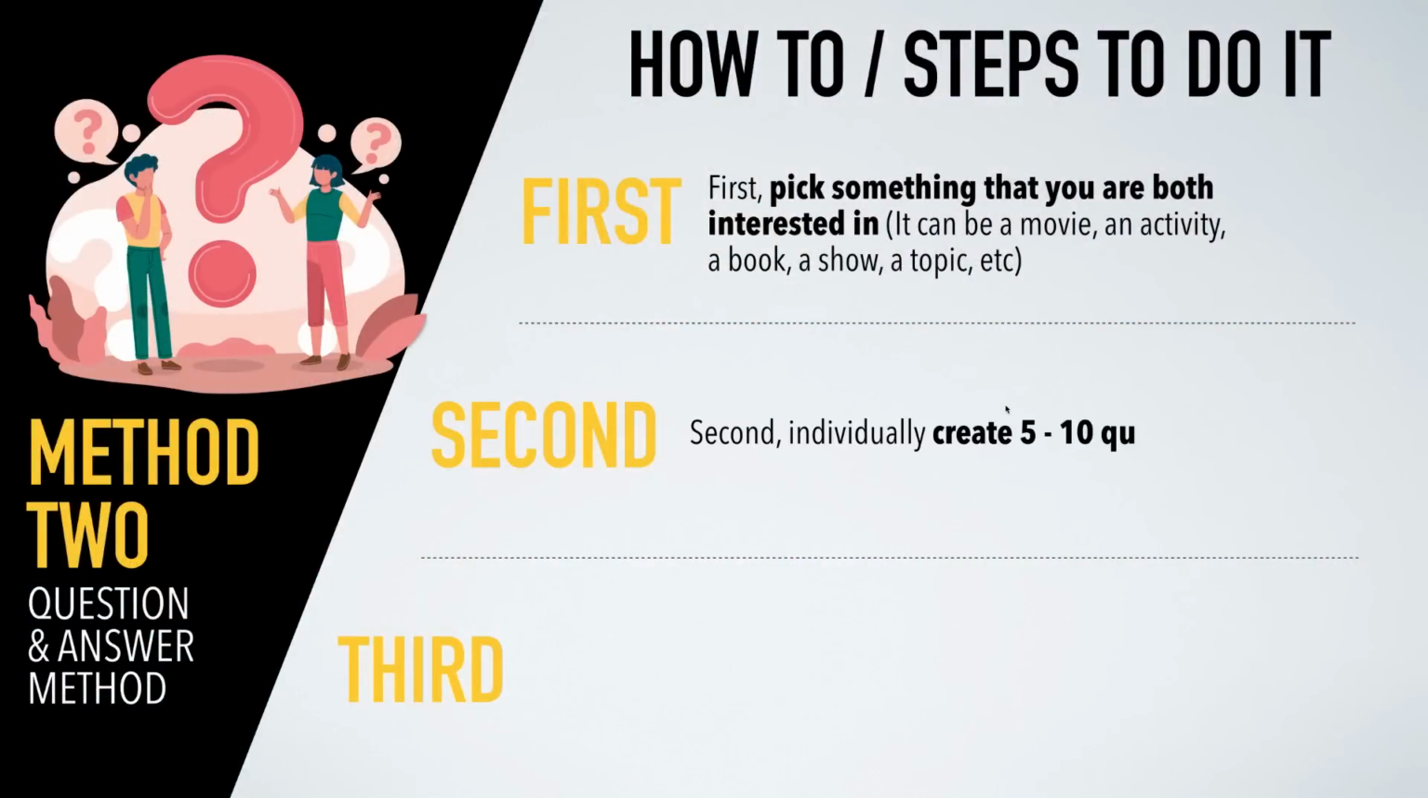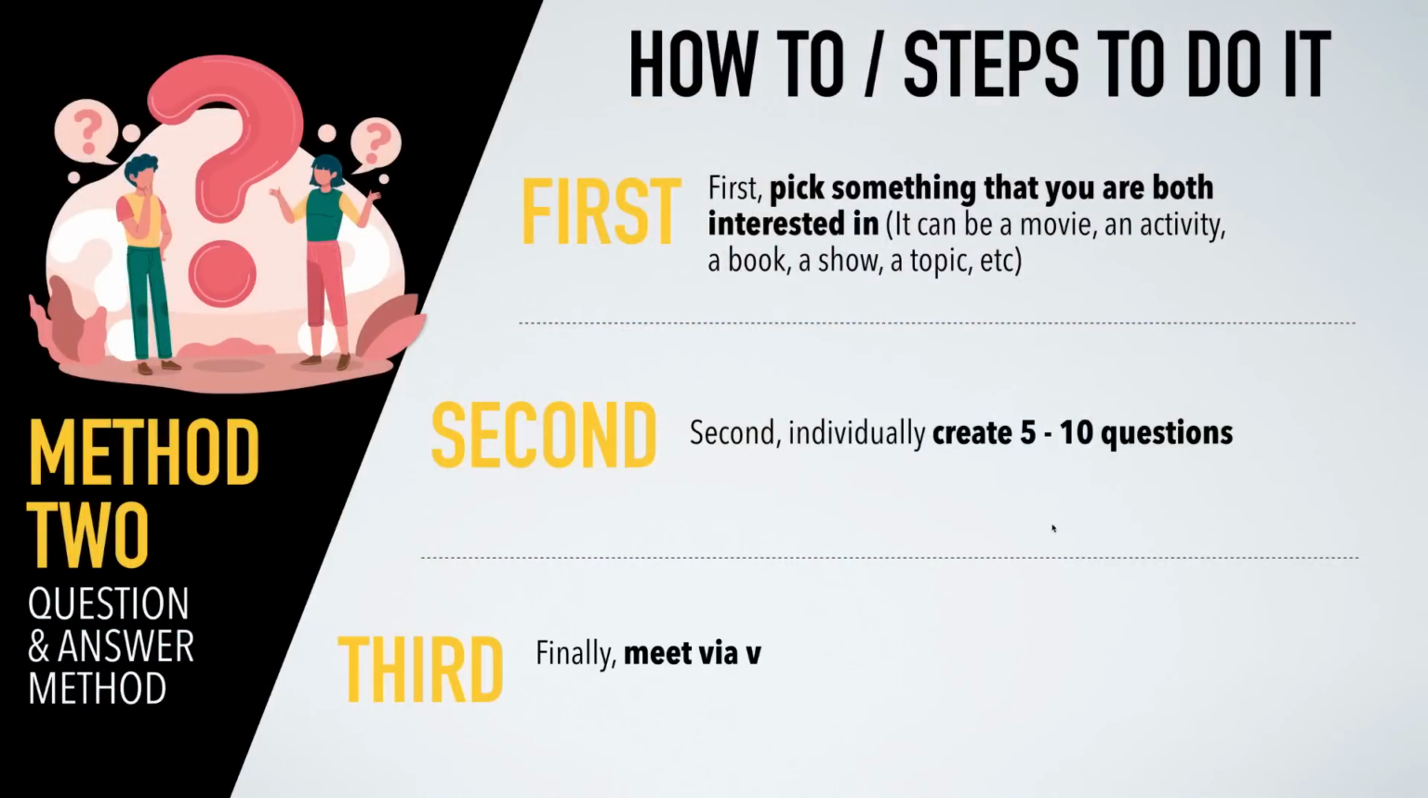Okay, so let's move on to the second part. Here we go. Second, individually create 5 to 10 questions. So you're going to create 5 to 10 questions related to whatever you chose. My partner and I, we chose The Sound of Music. So I'll create 5 to 10 questions to ask my partner, and he or she will also do the same.